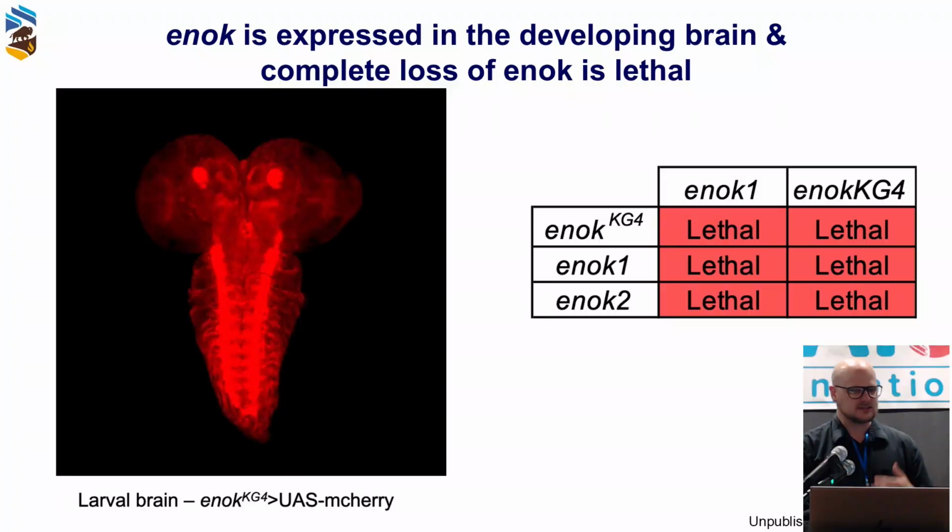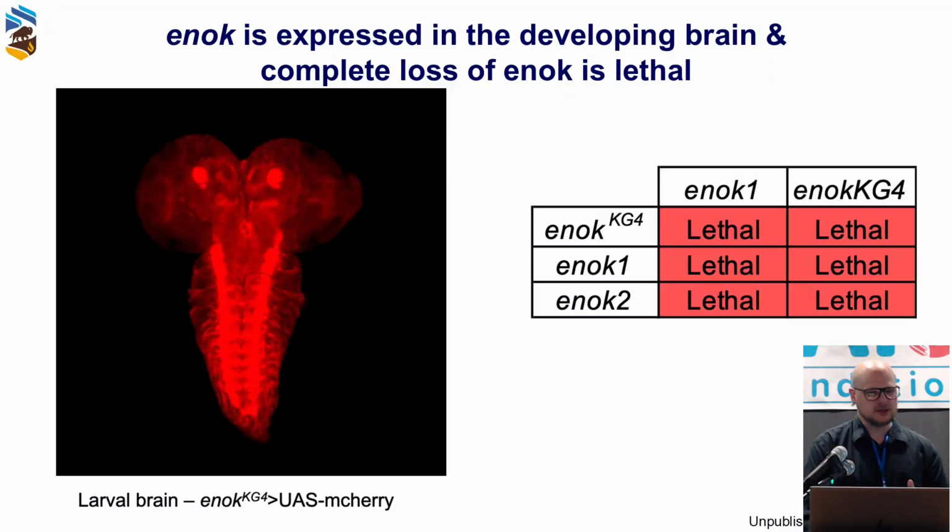We made another model called KG4, and the model works. It's also lethal when put in trans with these other classical alleles. Our allele allows us to cross it to a reporter so we can get a pretty picture of where ENOC is expressed in the developing larval brain. So this is the third instar larval brain before they form pupa. So just think of them like any other butterfly, right? They're insects, right? But these are the optic lobes that will eventually become part of the adult eyes, which obviously take up a large part of their brain, but they do have a central brain that gets bigger in these adults.